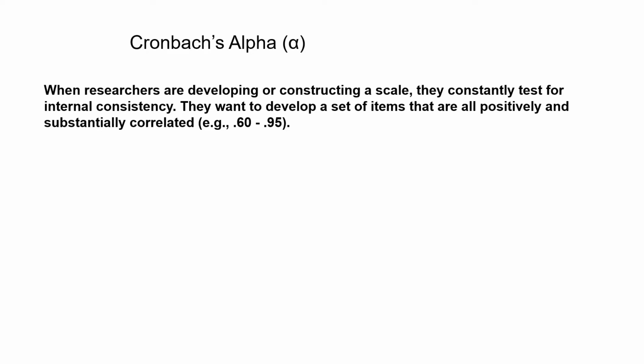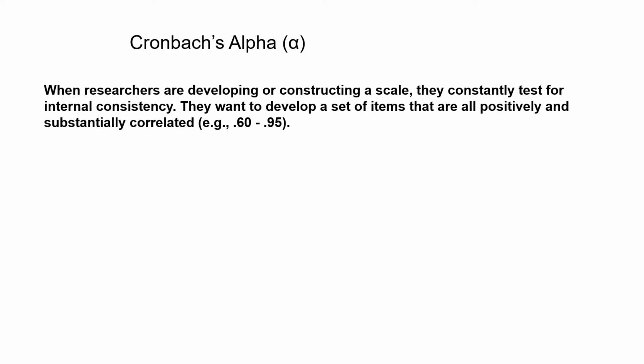Well, another way you can do it, which is actually a better way, is what's referred to as Cronbach's alpha. So when researchers are developing a scale, they're constantly testing for internal consistency. Why are they doing this? They want to see if all of the items are substantially correlated. If you've got 4 items on your scale, or 10 items on your scale, let's say you've got 10 items, you want all 10 items to be consistent. You want all 10 items to basically be measuring the same thing.